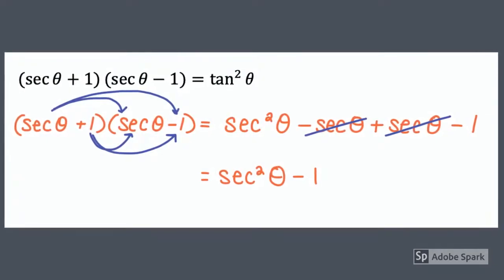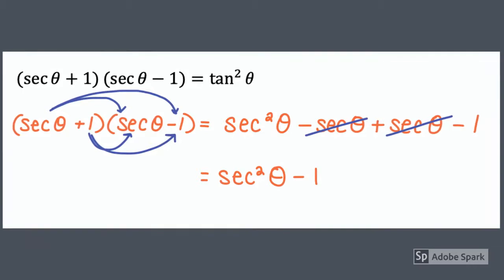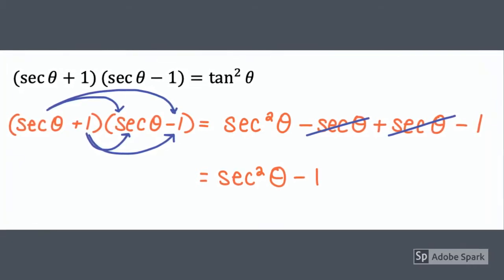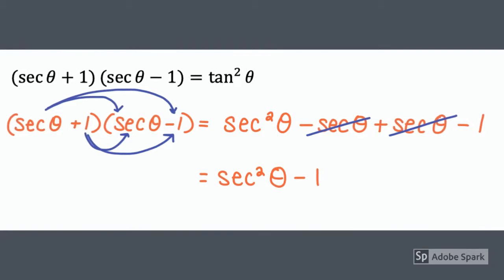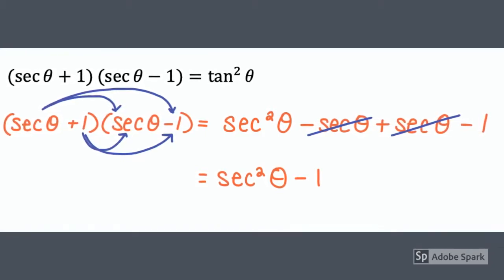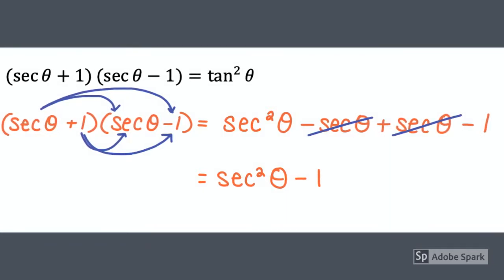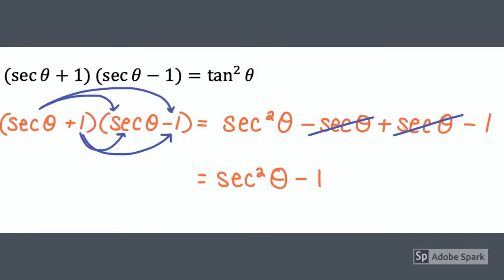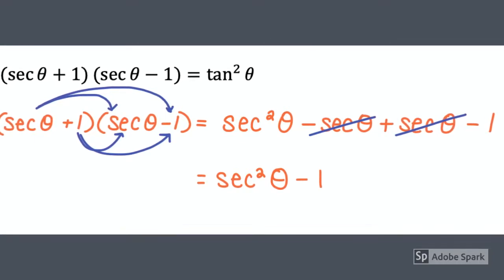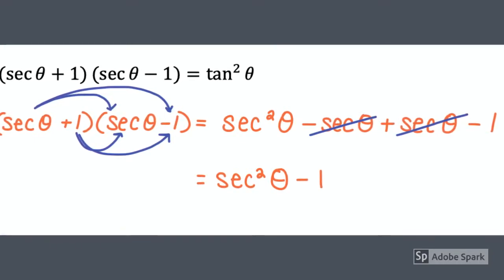On your screen, you can see my work for multiplying out the factored expression. Basically what I'm doing here is foiling. I'm multiplying secant times secant, times -1, 1 times secant, and then 1 times -1. After multiplying these terms out, I see that I have a minus secant and a plus secant, which cancel out, leaving me with, in my second line, secant squared minus 1.